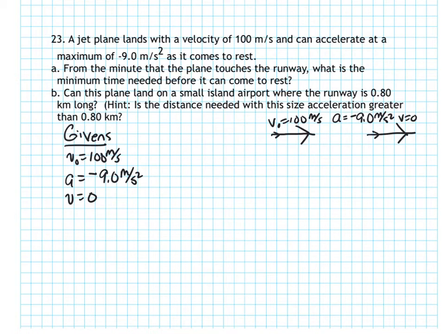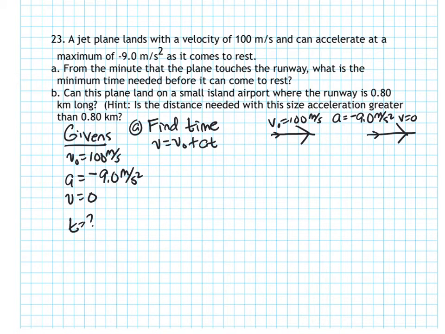From the minute that plane touches the runway, what is the minimum speed needed before it can come to a rest? Oh, sorry, minimum time needed before it can come to a rest. So in this case, I'm going to look for time. So I need an equation with v naught, a, v, and t in it. That would be this relationship. So here, for part A, I'm going to find the time. So I'm going to use v equals v naught plus at.